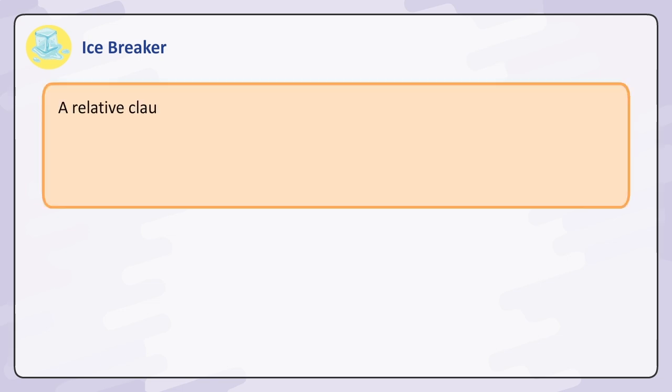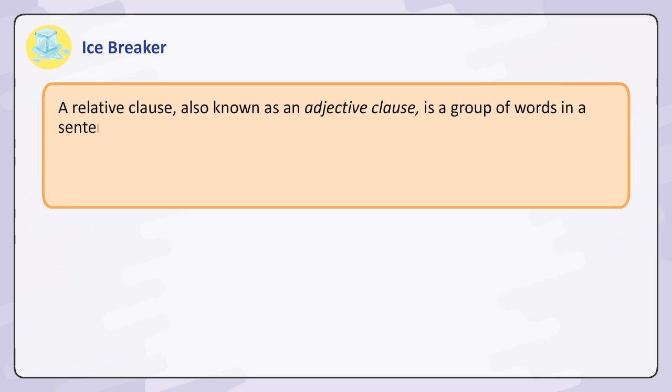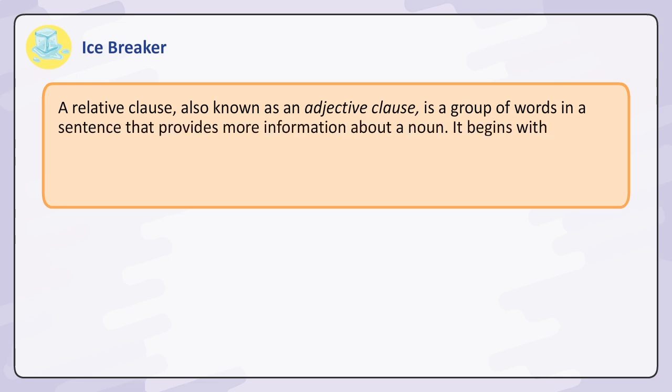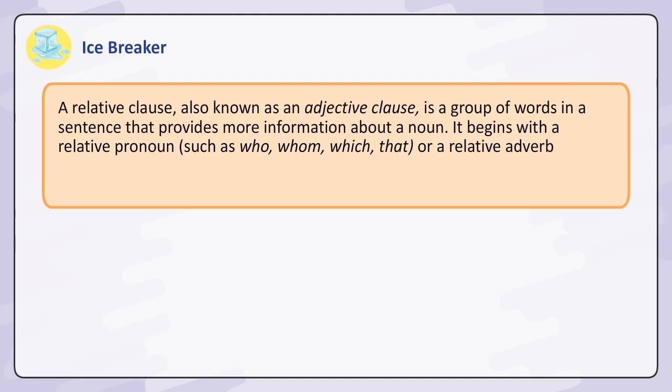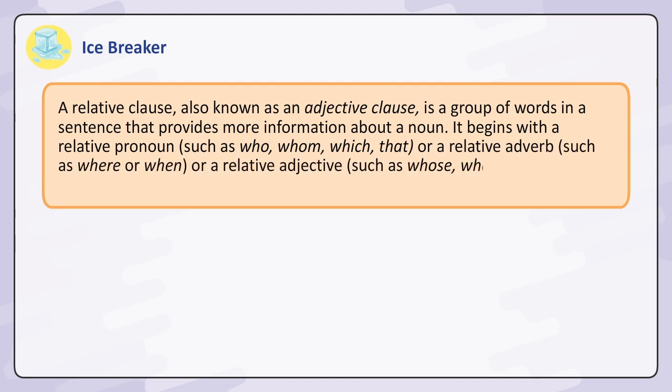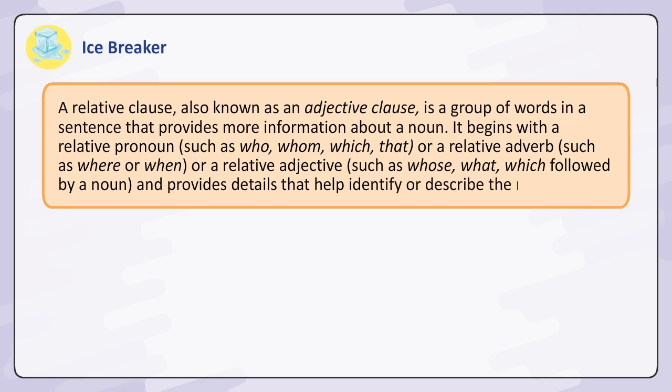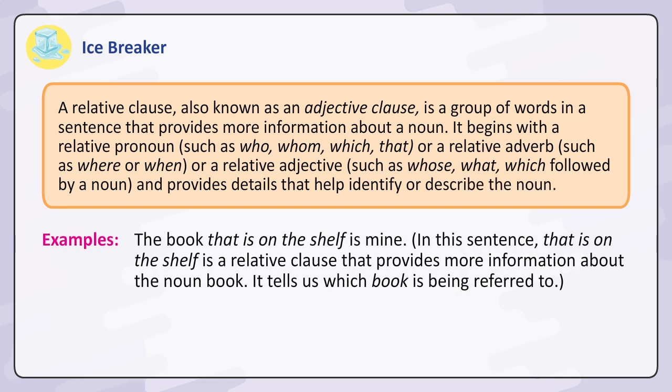Icebreaker. A relative clause, also known as an adjective clause, is a group of words in a sentence that provides more information about a noun. It begins with a relative pronoun such as who, whom, which, that, or a relative adverb such as where or when, or a relative adjective such as whose, what, which, followed by a noun, and provides details that help identify or describe the noun. Examples: The book that is on the shelf is mine.